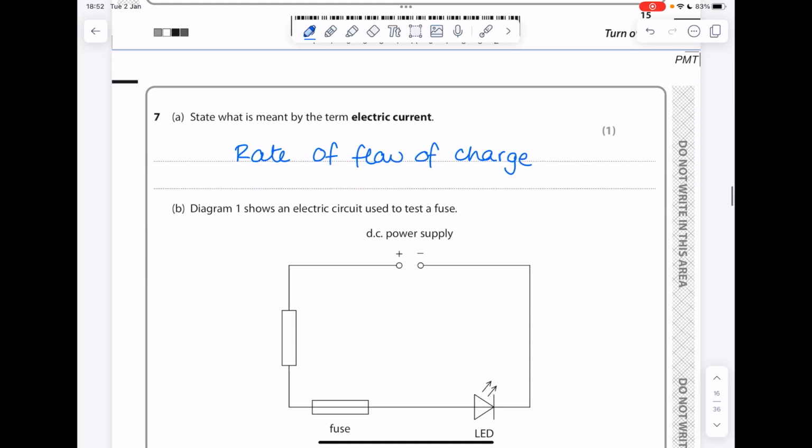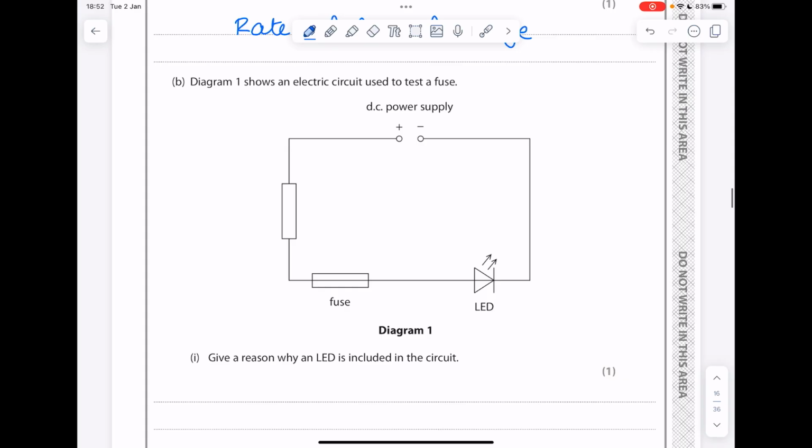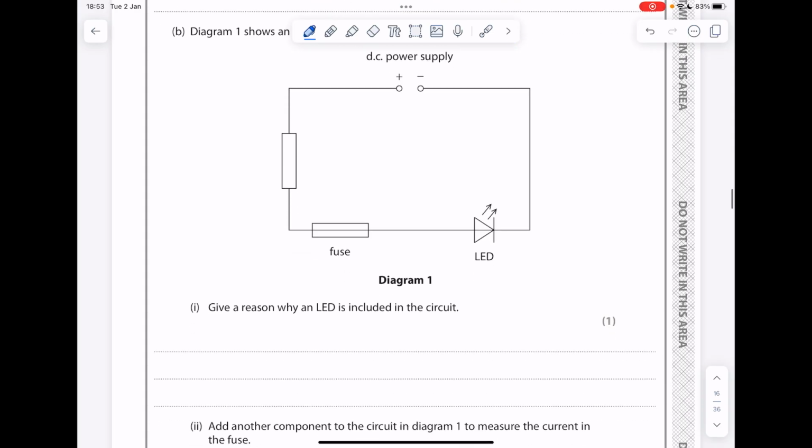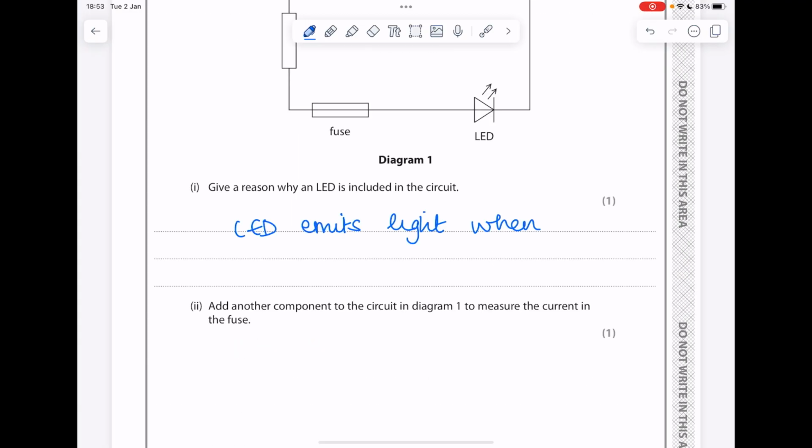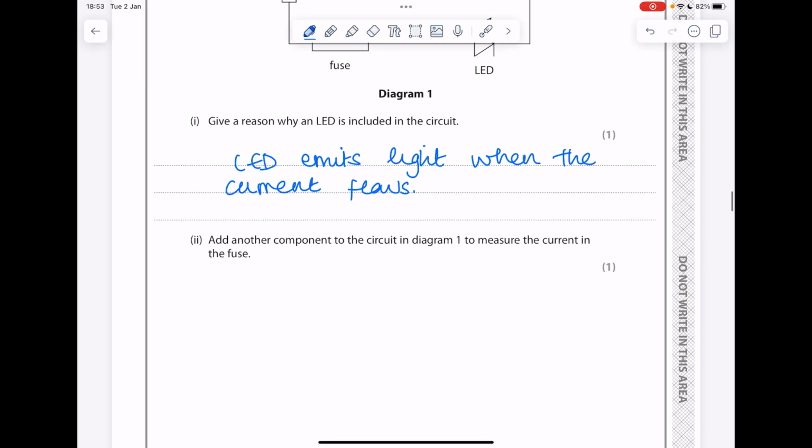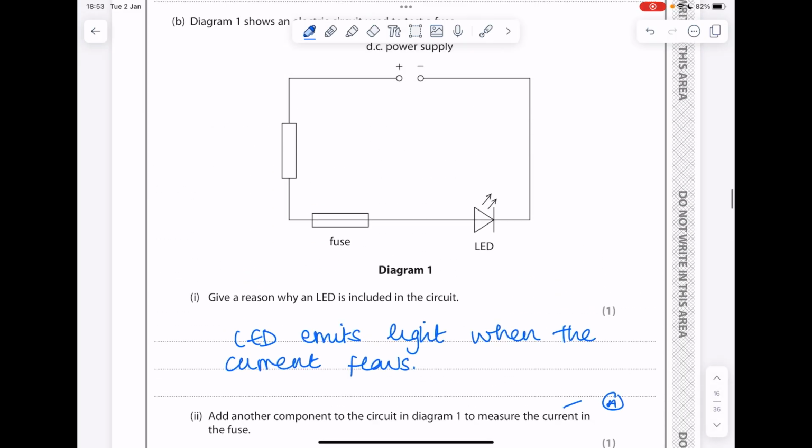Diagram 1 shows an electric circuit used to test a fuse. Give a reason why an LED is included in the circuit, because remember that emits light when the current flows. Add another component to the circuit in diagram 1 to measure the current in the fuse. Remember, you'll need an ammeter to do that, and an ammeter is always added in series, so it doesn't really matter where it goes in.